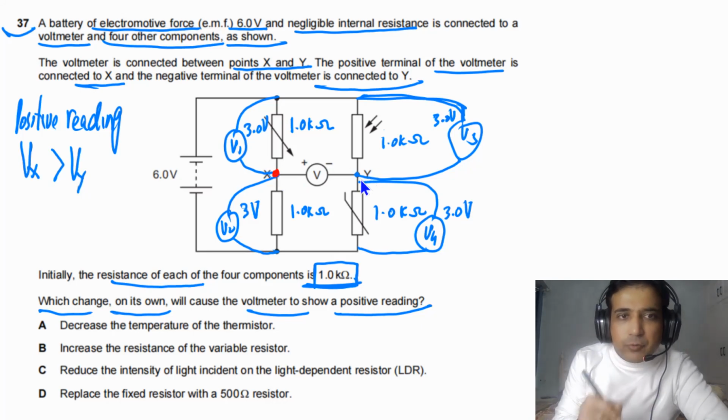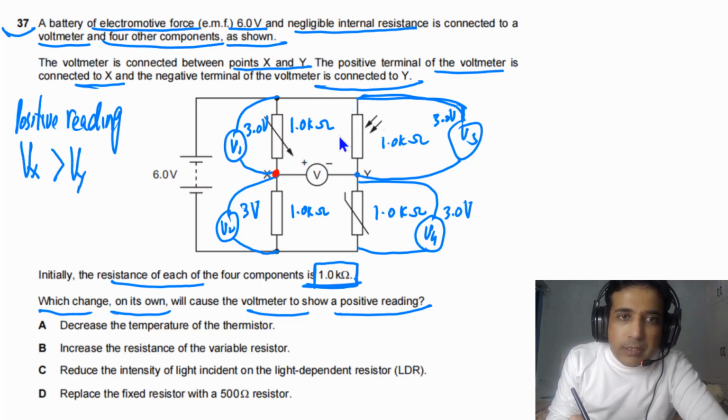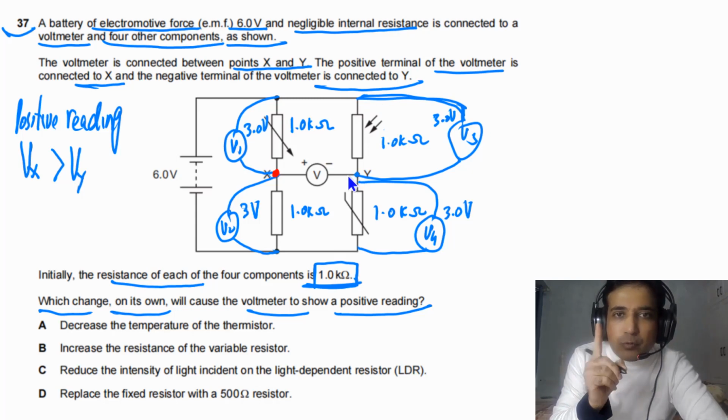Now we need to understand, we want this reading to be greater than this one. So we have two ways. One way is that the resistance of this one decreases. When the resistance of this one decreases, potential drop across this one will go down. So this is one way. The second way is that resistance of this one increases. When resistance of this one increases, potential drop across this one will increase. When potential drop across this one increases, potential at this point will decrease. So we have two ways we can get positive reading on voltmeter.